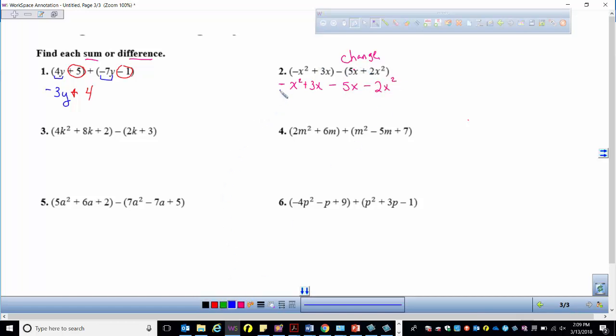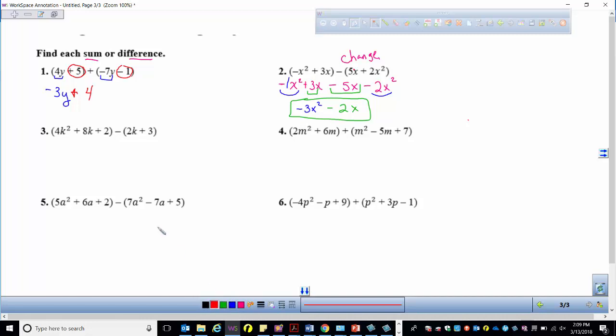Now we have to see which ones are the same term. So we have an x squared and x squared. So this is really like saying negative 1 and negative 2. So a negative 1 and a negative 2 gives me negative 3x squared. Then I have 3x and a minus 5x. So 3 minus 5 gives me negative 2x. And since it's negative, that's a minus there. And that would be my answer.